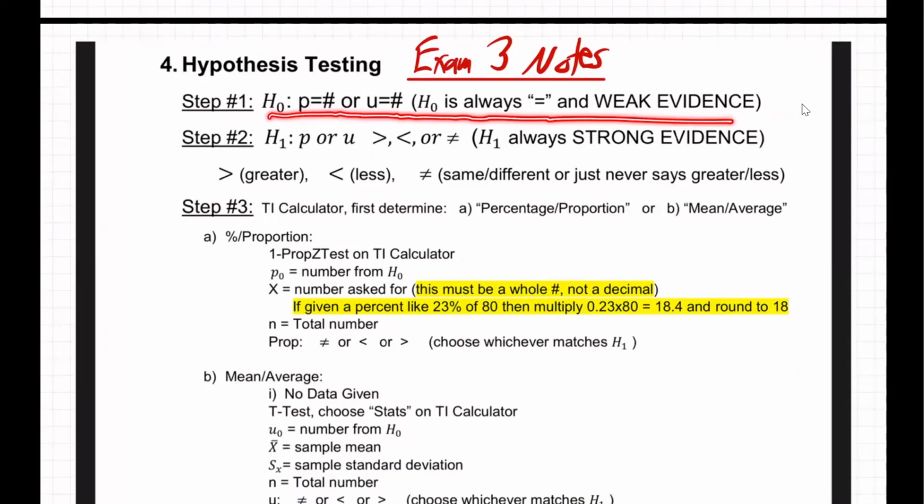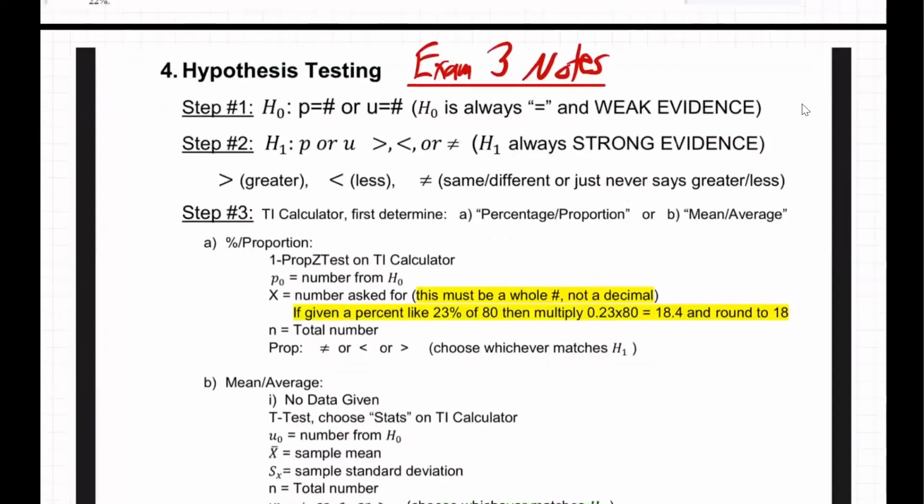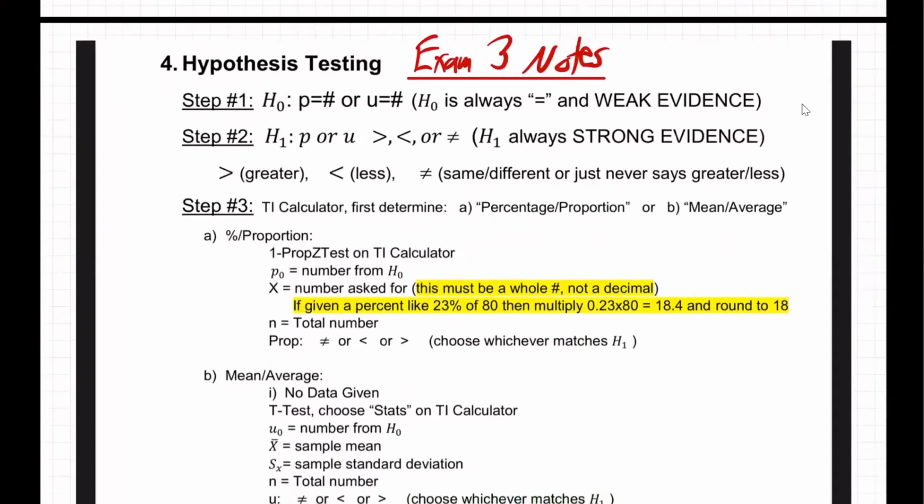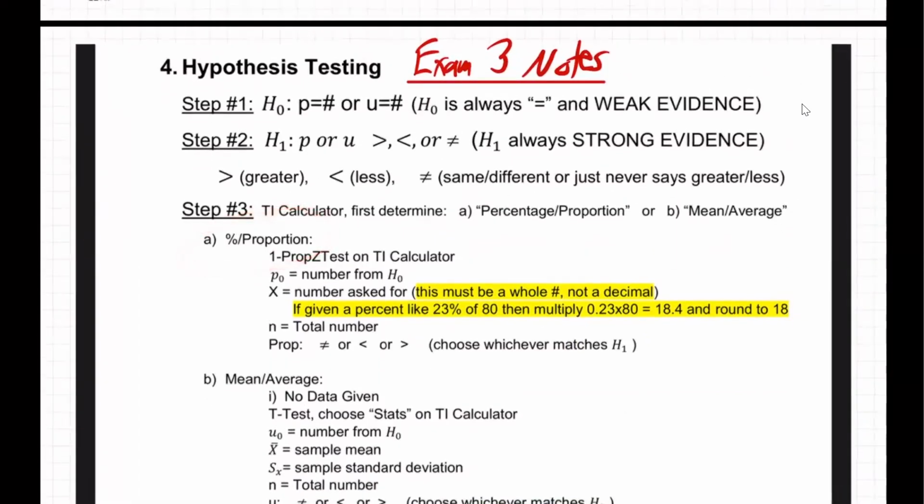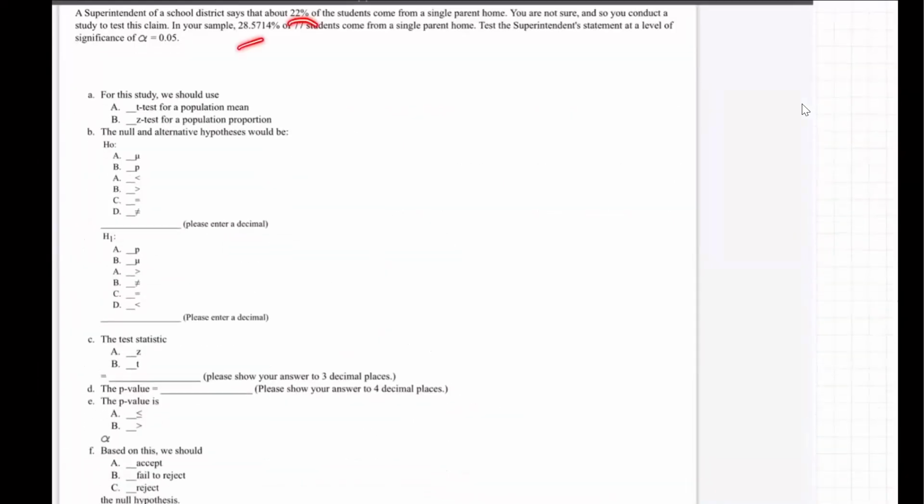and weak evidence. So, actually, our first question is what we're going to use. We better jump down here. That's step 3, but it's all right. We'll get there. Step 3, it says, is it a percentage question or is it a mean average question? Is this about percentages or averages? Well, it's percentages, huh? Right here. It's a percentage question or proportion, same thing.